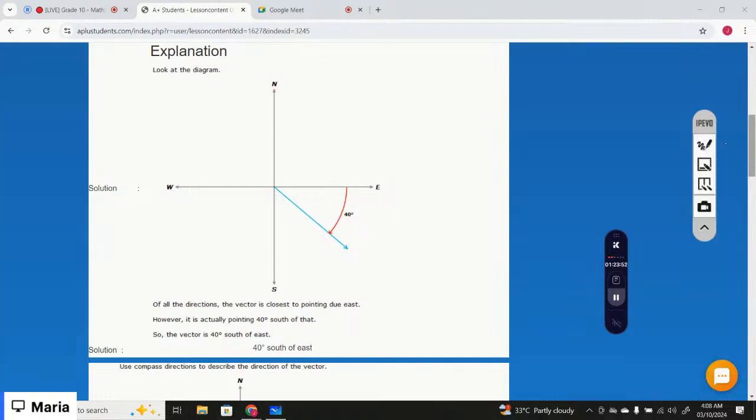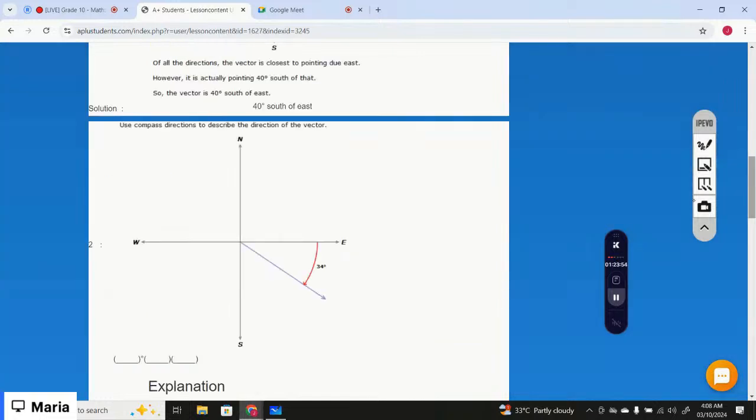So you can see this arrow, that is 40 degrees south of east, right? Let's just look at the second one. Here is south and here is east. So that is between south and east. That is 34 degrees south of east, it is, right?